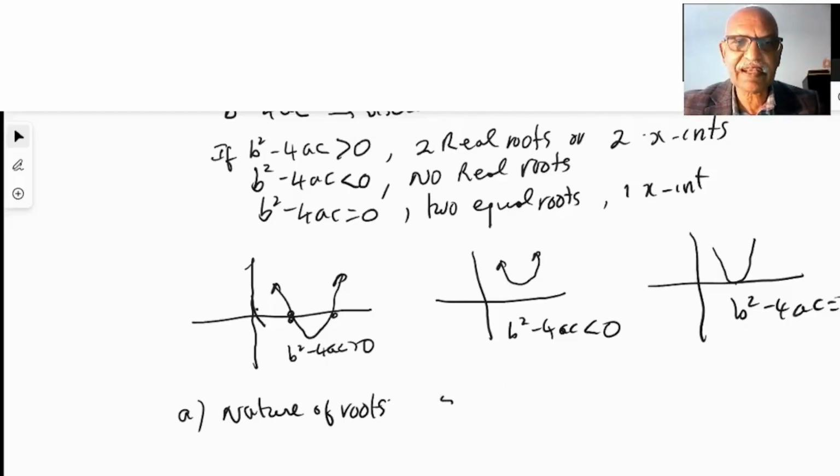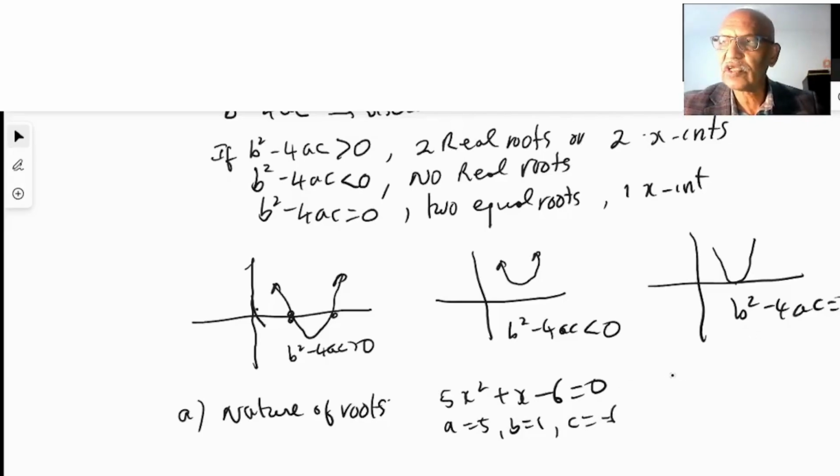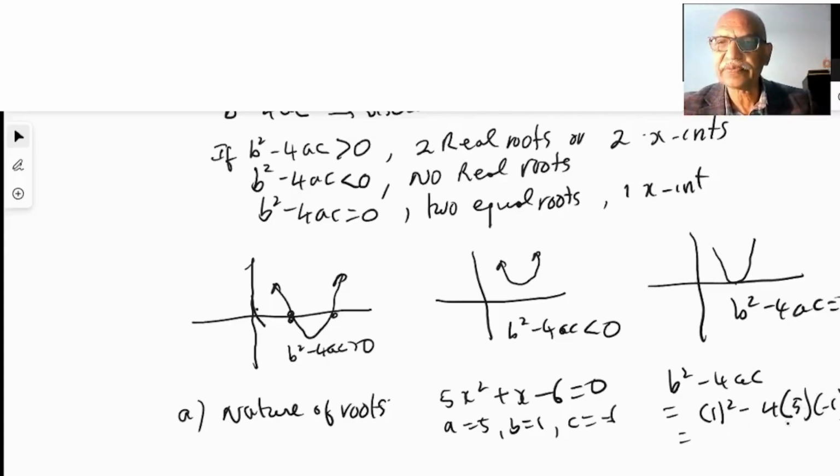If I have 5x squared plus x minus 6 equal to 0, I know that a equal to 5, b equal to 1, c equal to minus 6. Therefore, b squared minus 4ac, I have to calculate that. This will be 1 squared minus 4 times a times c, where a is 5 and c is equal to negative 6. Therefore, this will be 121. Therefore, it's greater than 0. We have two real roots.